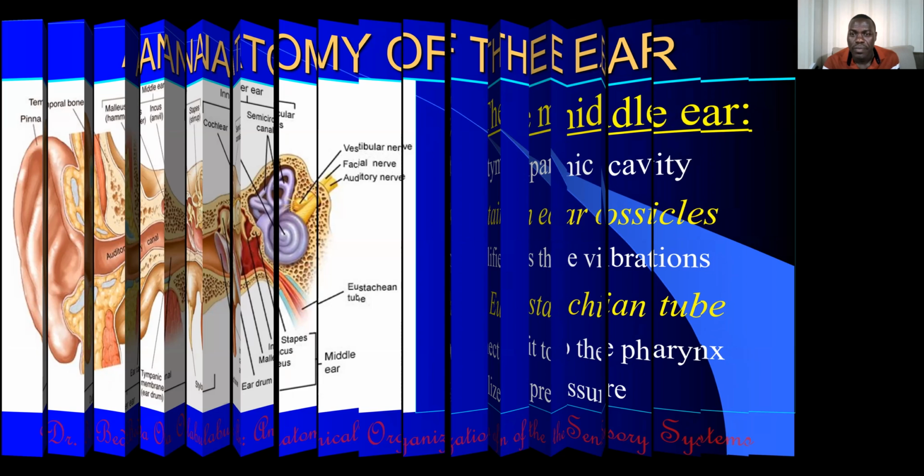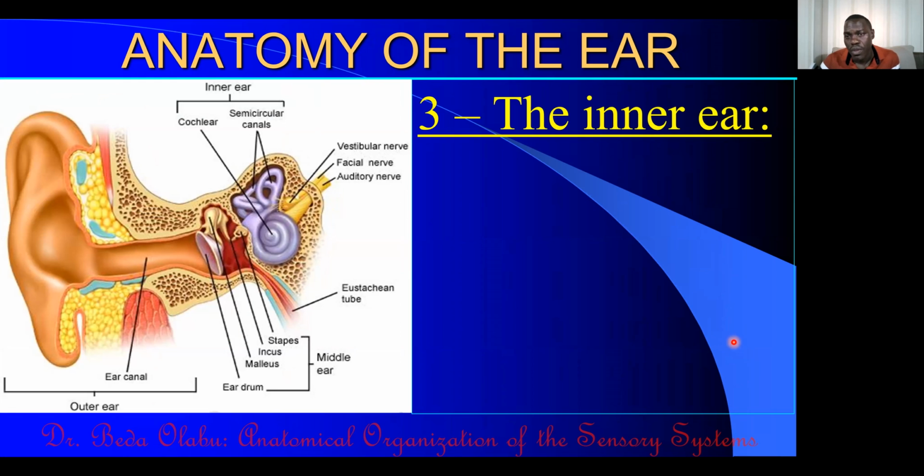Now we talk about the inner ear. The inner ear is this region here. The inner ear contains some channels. These channels are known as labyrinths. The channels which are formed by bone are known as bony labyrinth. And the channels which are formed by membranes are known as membranous labyrinth. So we have two types of channels, the bony labyrinth and the membranous labyrinth. The labyrinths are channels or cavities.